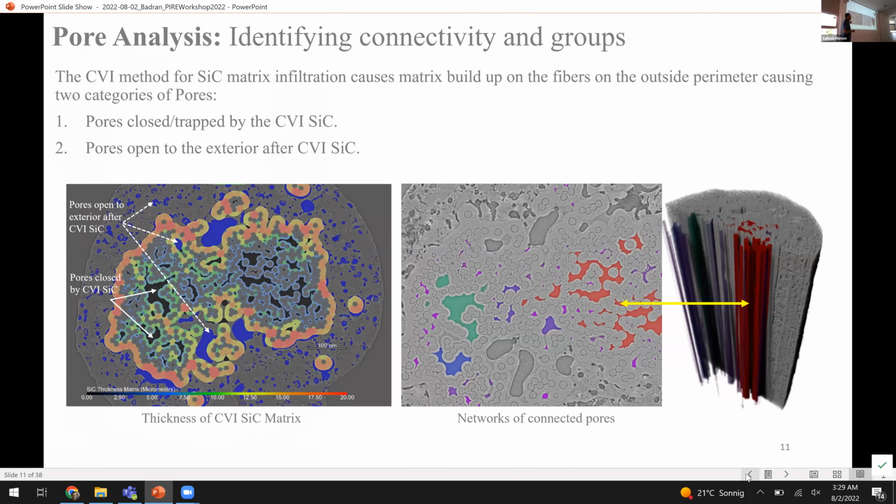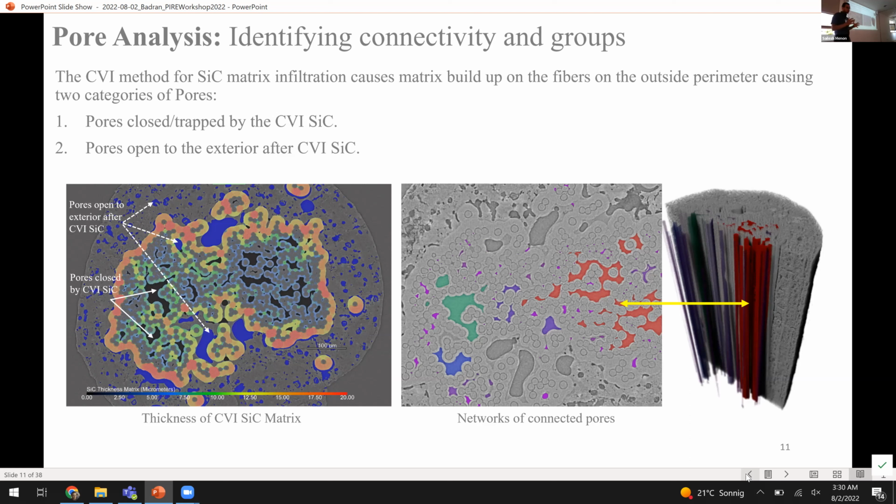You can try to investigate how thick of a matrix layer was deposited with a CVD method here. You can see it's a gaseous method in nature, where the CVD is really thicker on the outside and then thinner on the inside here. And you can start differentiating between two groups of pores that are really enclosed by the CVI process. So these are enclosed pores here, and you'll see that the matrix is thinner, versus the pores that are on the outside where the matrix was able to infiltrate in.